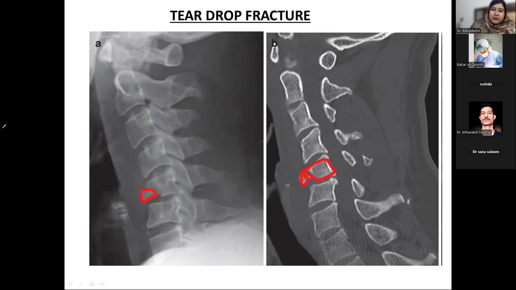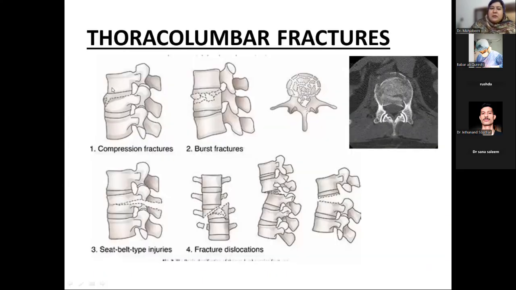It looks like a teardrop, like a vertebra is fractured and now it's weeping. So this is called a teardrop fracture. They are not that symptomatic, but sometimes they can be surgical. Then we come to the thoracolumbar spine. Thoracic and lumbar spine fractures are very similar, and they are studied together.